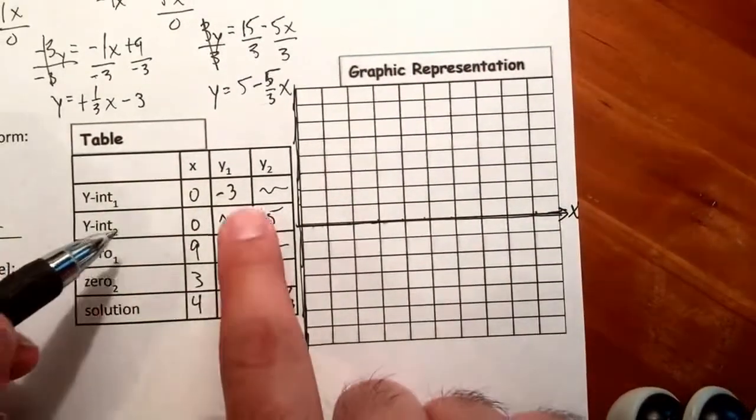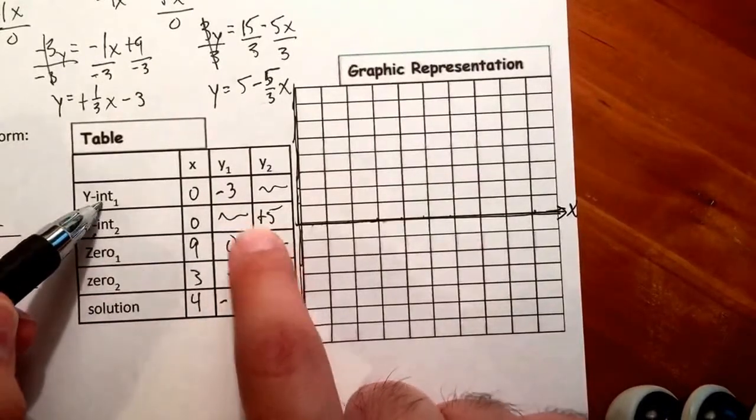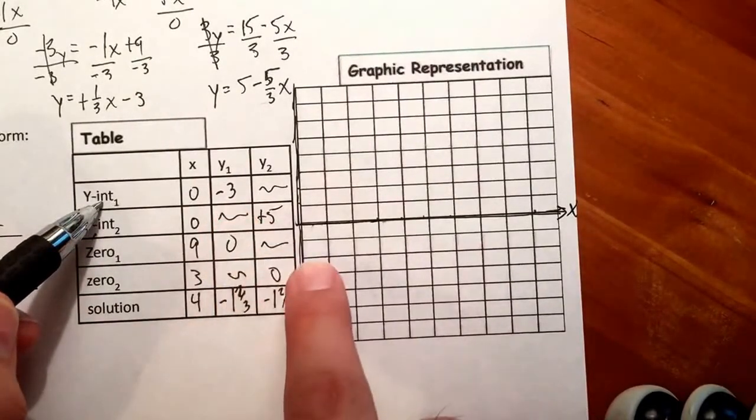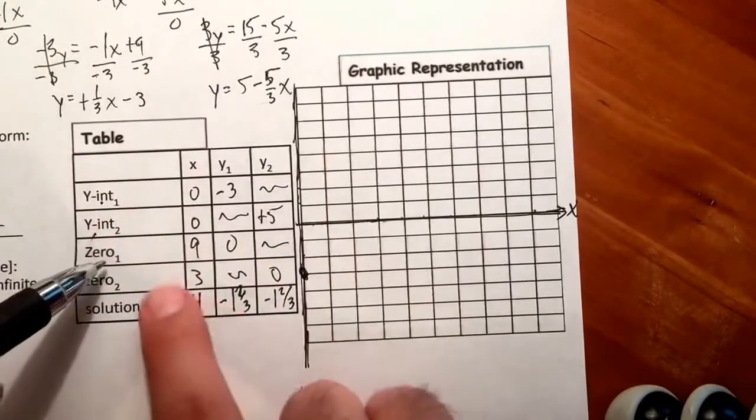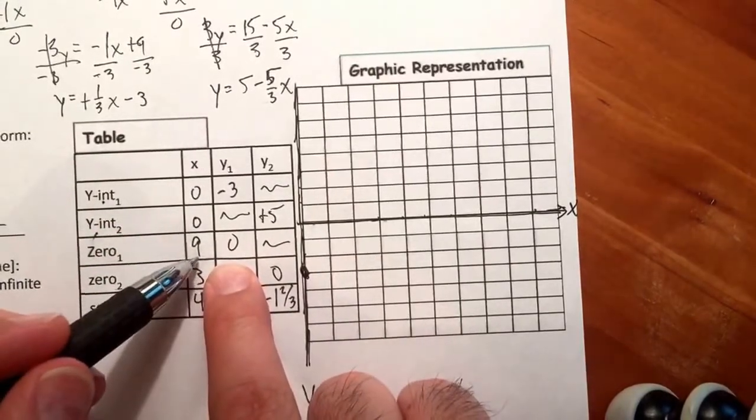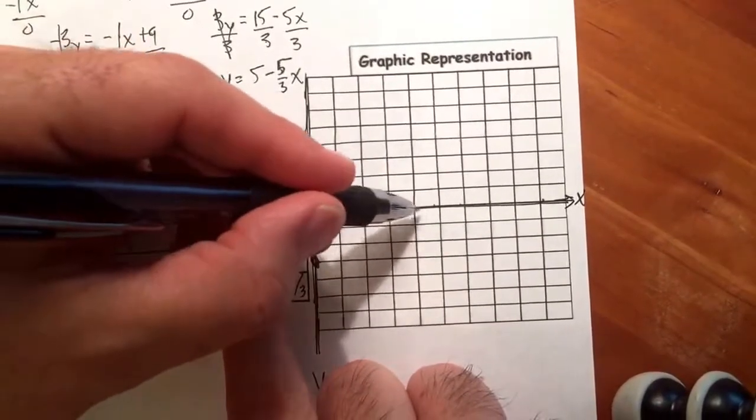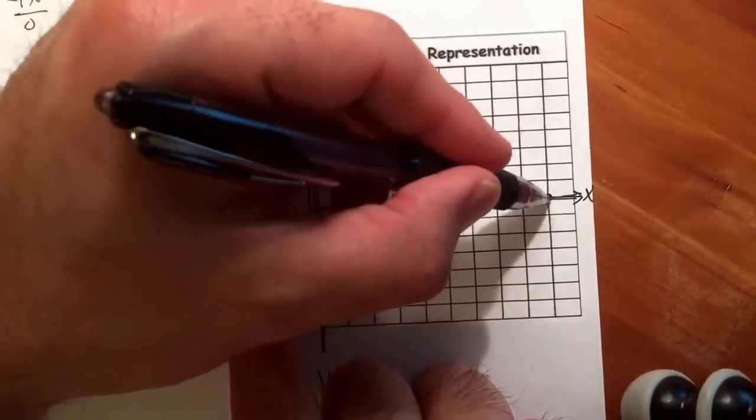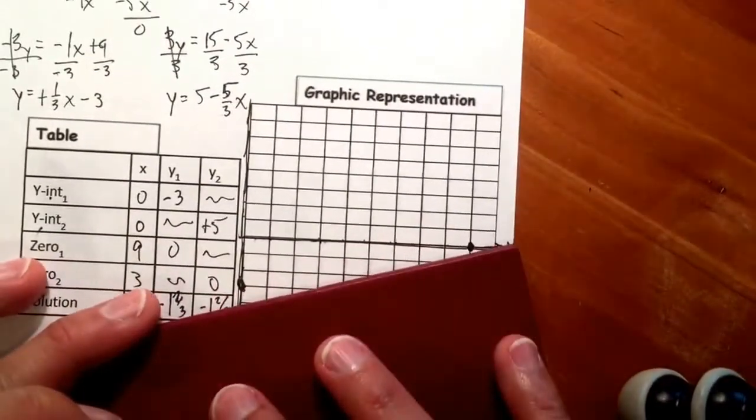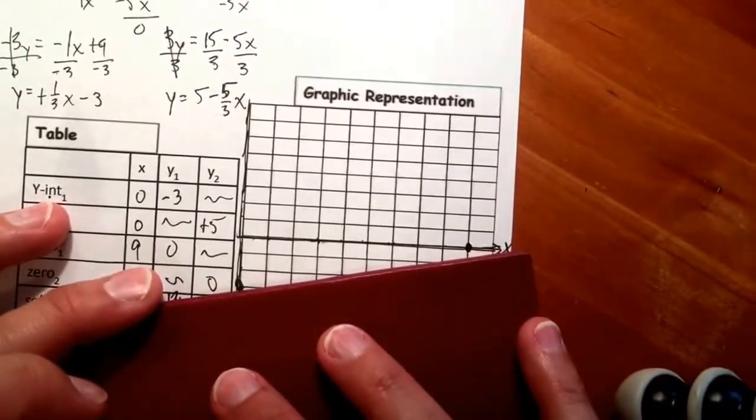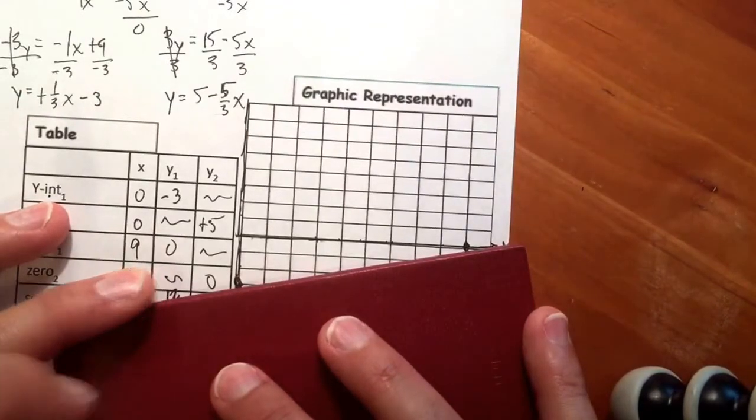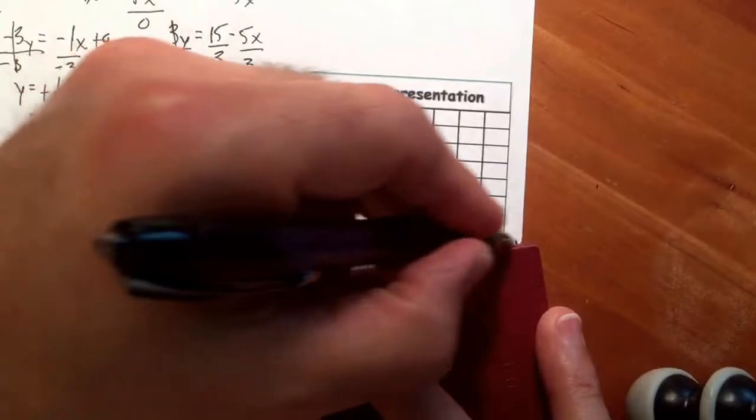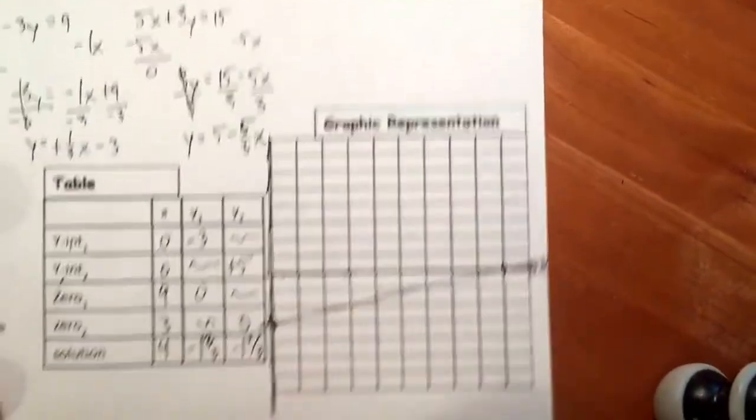For equation 1, I've got a negative 3, so that's 1, 2, 3, a y-intercept of negative 3. Equation 1 has a zero of 9, 0, so 1, 2, 3, 4, 5, 6, 7, 8, 9. If I do this correctly, we should see the intersection point pop into place once I graph the second line. Okay, so that's my first line.